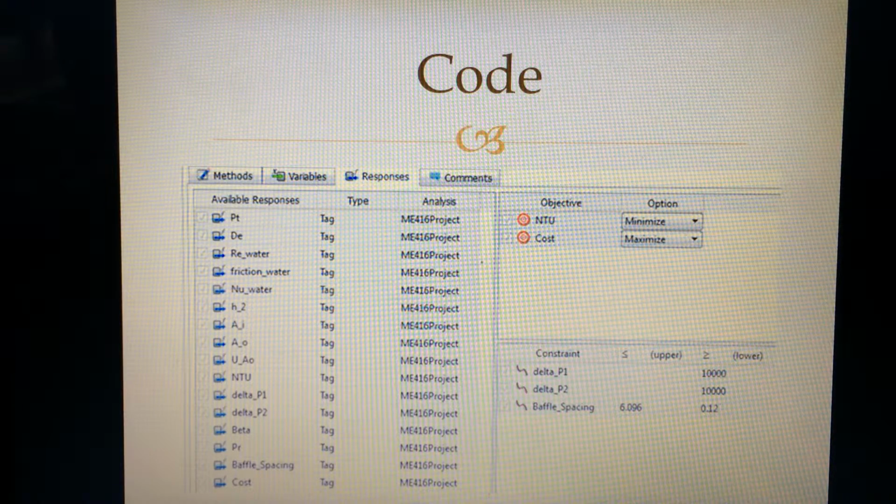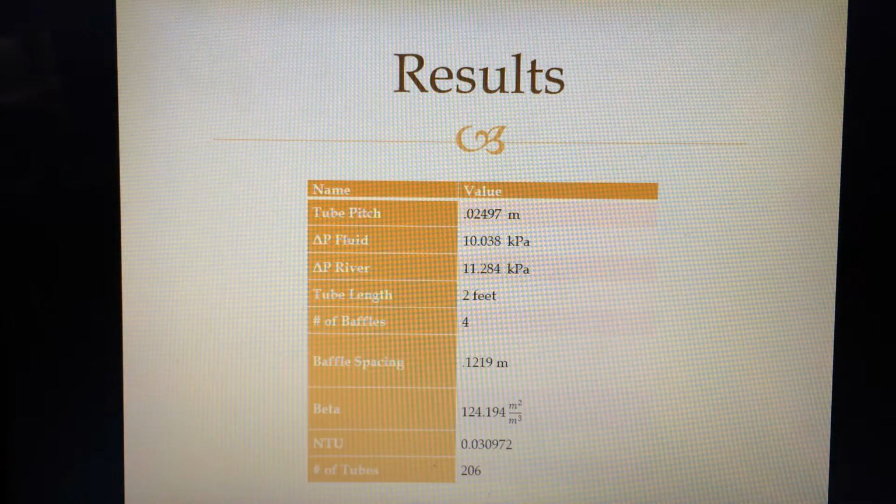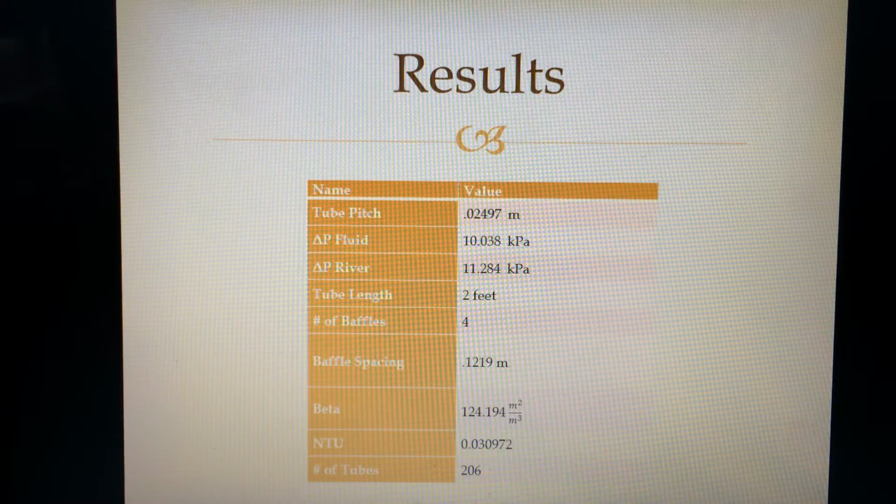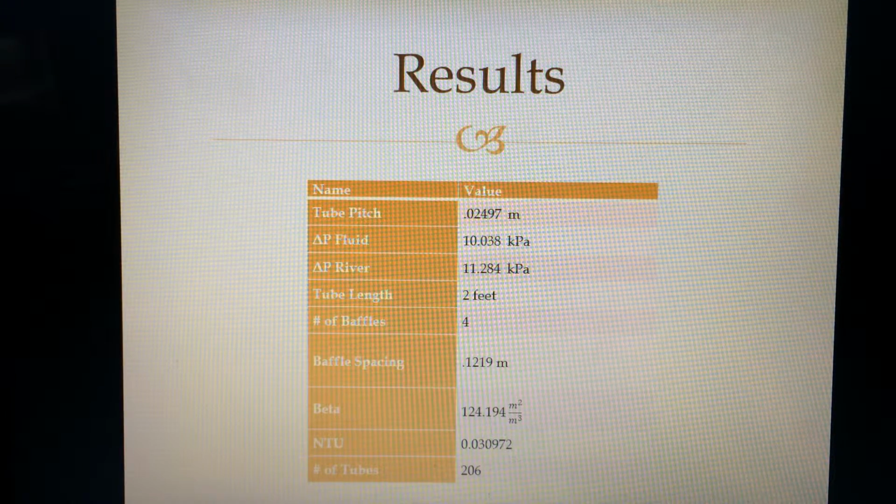In HEEDS, we maximized the cost, which is essentially just a weight factor times beta, and minimized NTU. Our optimal solution came out to be as shown. It was 1/4 inch tube, schedule 40, had 206 tubes, 4 baffles, and was 2 feet in length. The baffle spacing was 0.12 meters, which came out to be 1/5 the length, and had a beta of 124.19 and an NTU of 0.03.